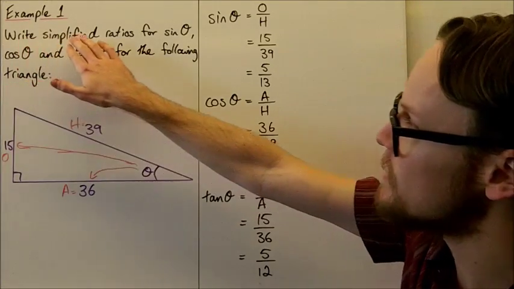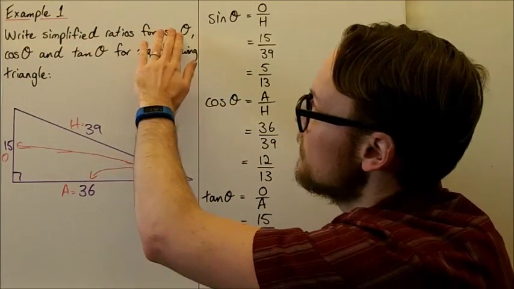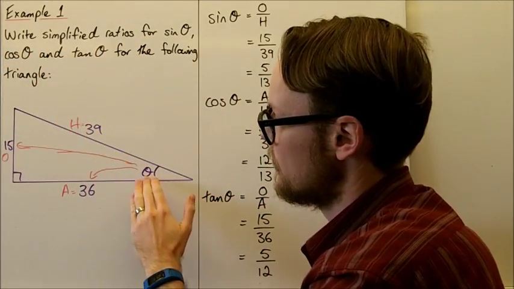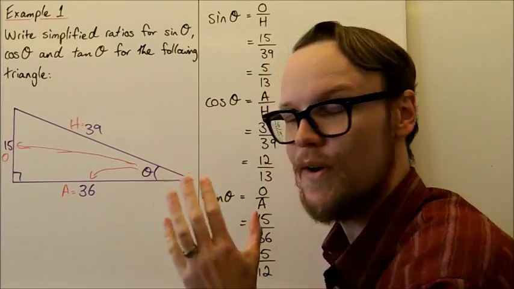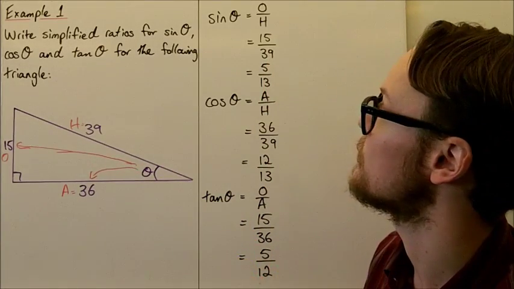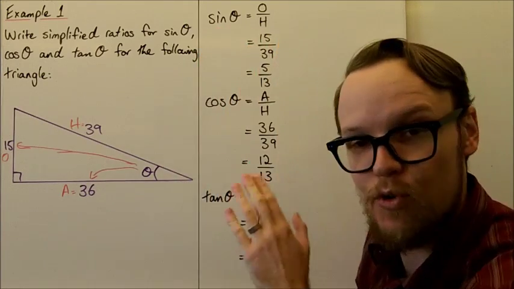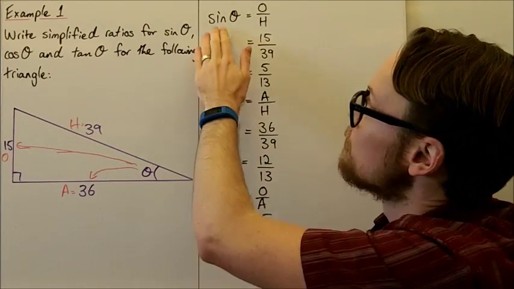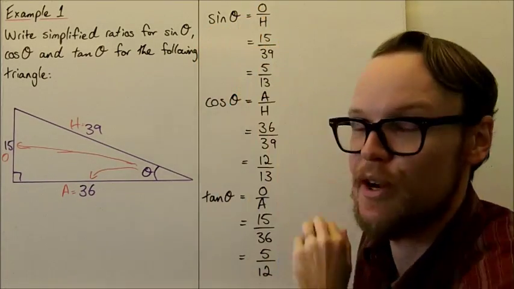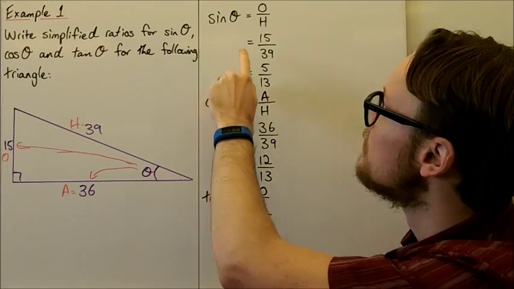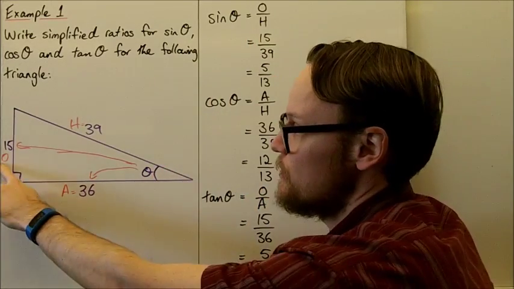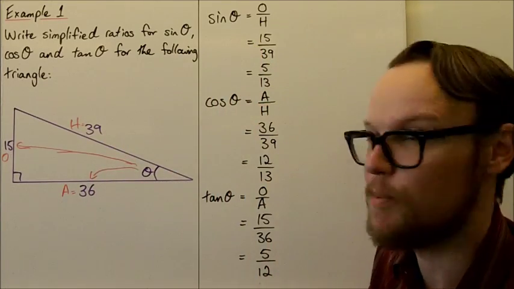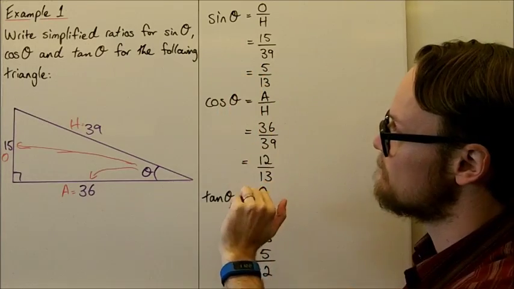We're being asked to write simplified ratios for sine theta, cos theta, and tan theta for the following triangle. So we're looking at what those ratios are going to be for this particular triangle. We first always start by writing out our definition for each ratio. So the sine ratio, sine theta, is opposite over hypotenuse, always. So we can substitute in: the opposite side is 15, the hypotenuse is 39, 15 over 39. Simplify that by dividing the top and bottom by 3, and we get 5 over 13.